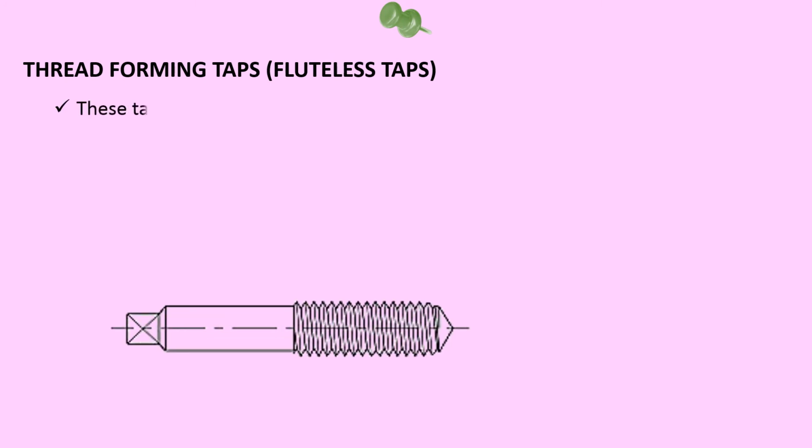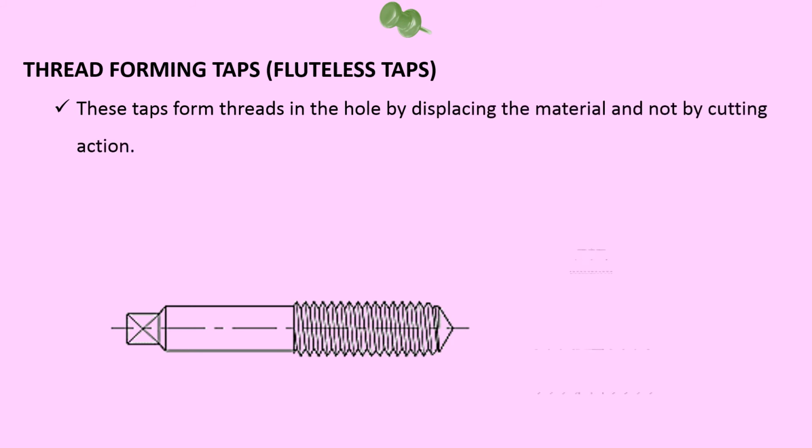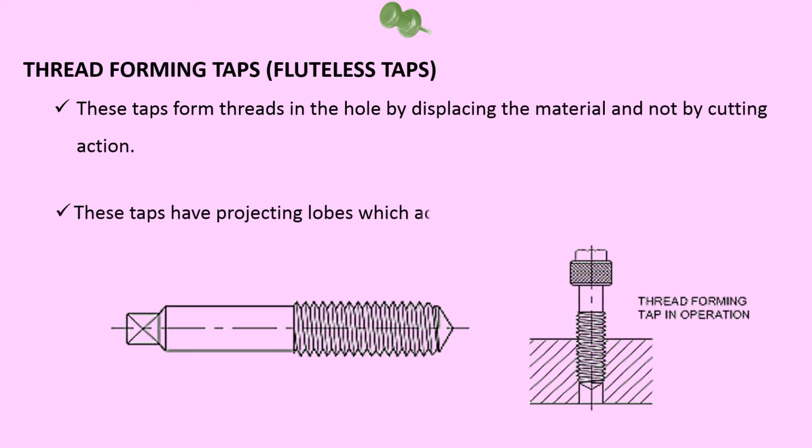Thread forming taps, or fluteless taps. These taps form threads in the hole by displacing the material and not by cutting action. These taps have projecting lobes which actually help in forming the thread.